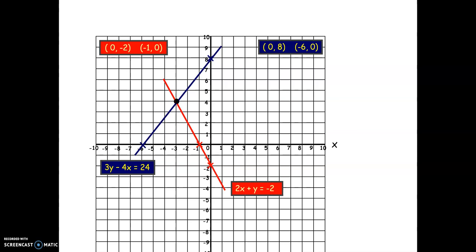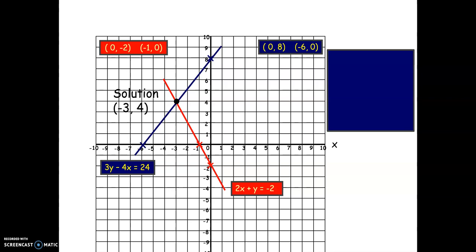the two lines meet, and we can see that that is at the coordinate point of -3, 4. So the solution graphically of the pair of equations is minus 3, 4. Again, our double check.